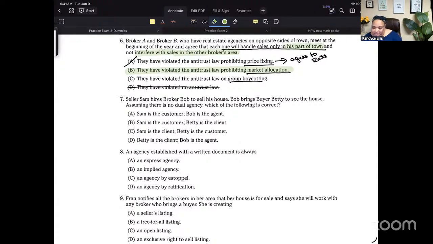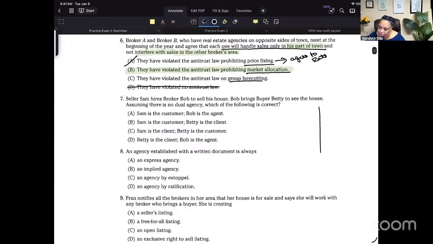Number 7, seller Sam hires broker Bob to sell his house. Bob brings Betty buyer to see the house. Assuming there is no dual agency, which of the following is correct? I like to draw these little things out. I think they help in these confusing ones. You're going to have a seller on one side and a buyer on the other.